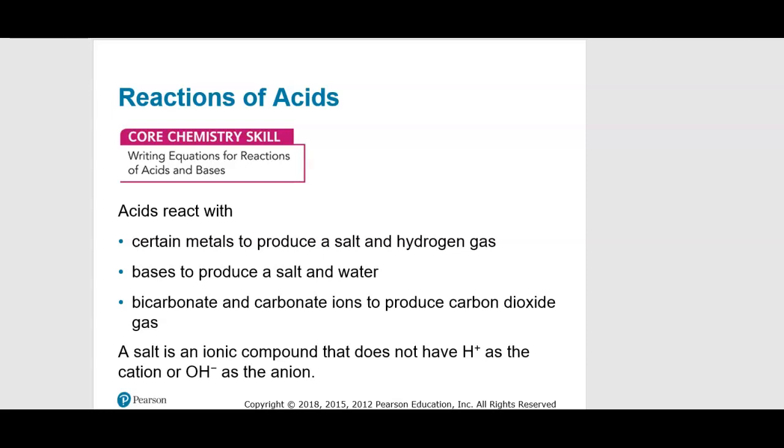They define here a salt as an ionic compound that does not have hydrogen as the cation or hydroxide as the anion. So salts would include sodium chloride, which you know is table salt, and potassium chloride and so forth, and the halides, and then sodium carbonate could be seen as a salt. It depends on the reaction.